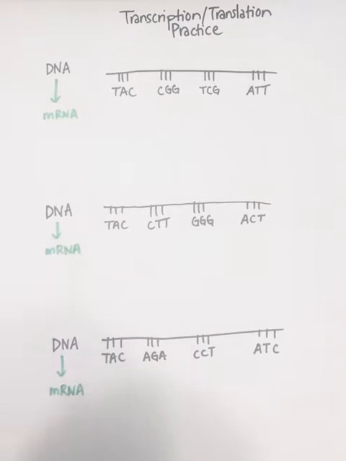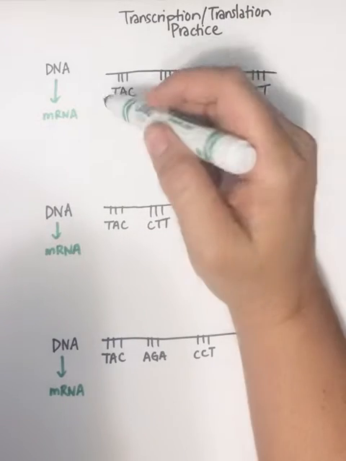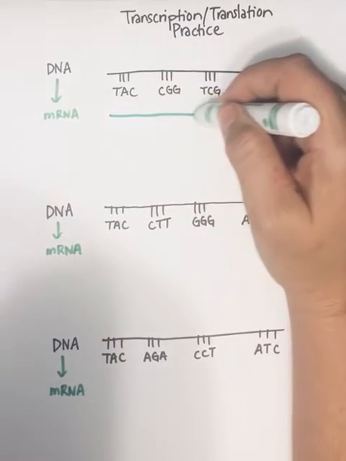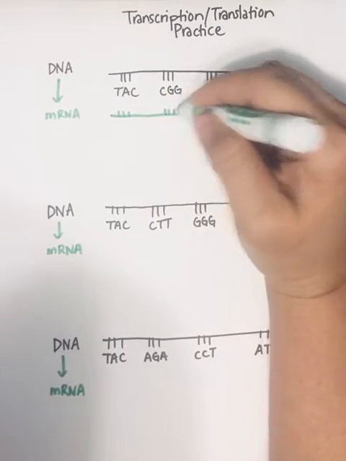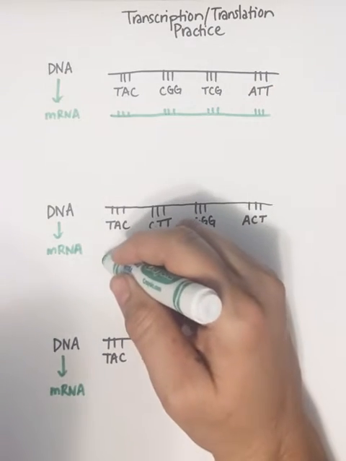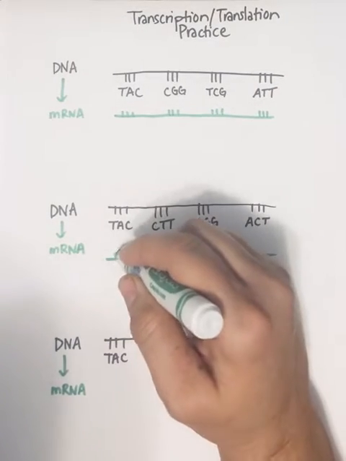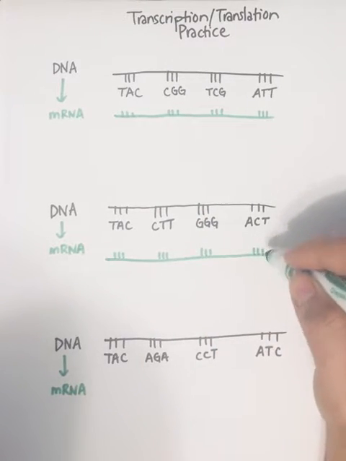So DNA is going to be unzipped. You're only going to copy one side and you're going to create mRNA. So mRNA is always read in 3 codons. I have to write these small. So we are doing transcription.